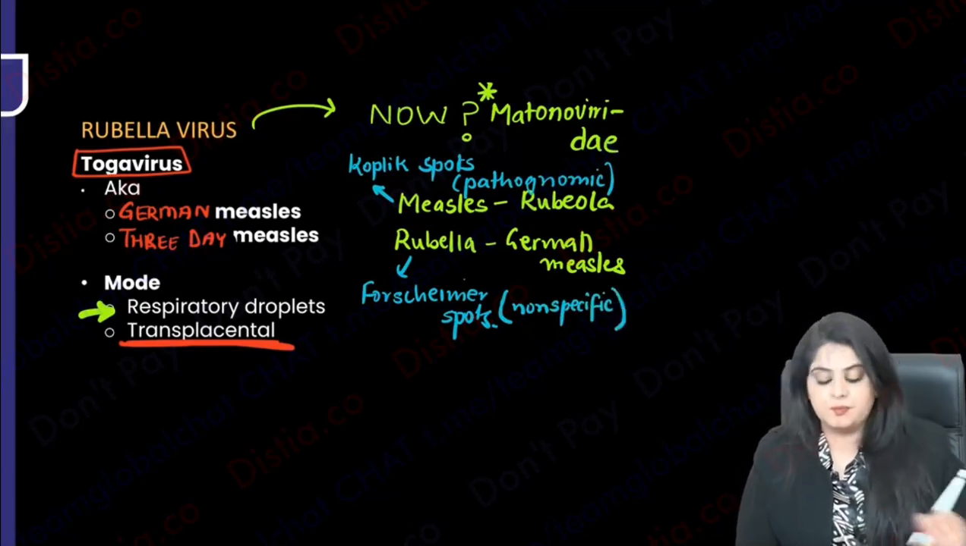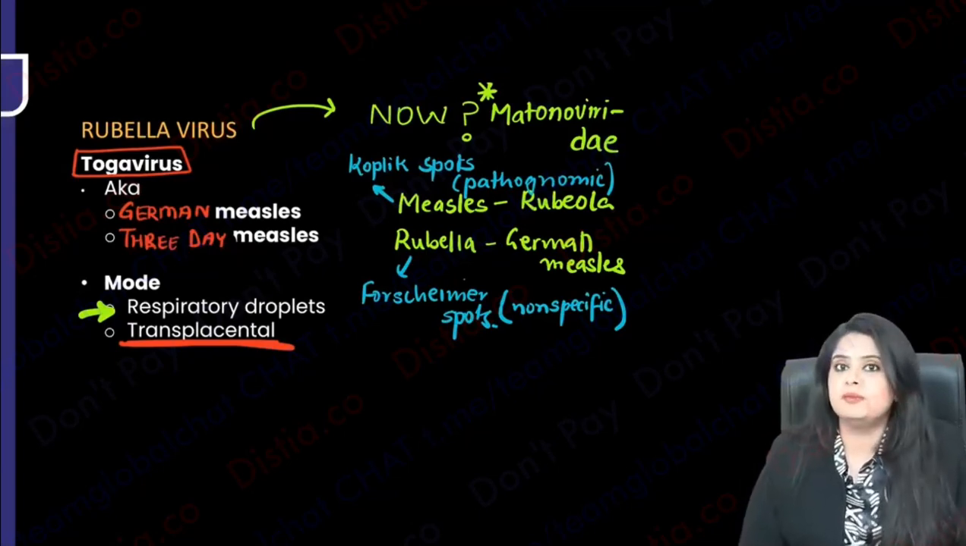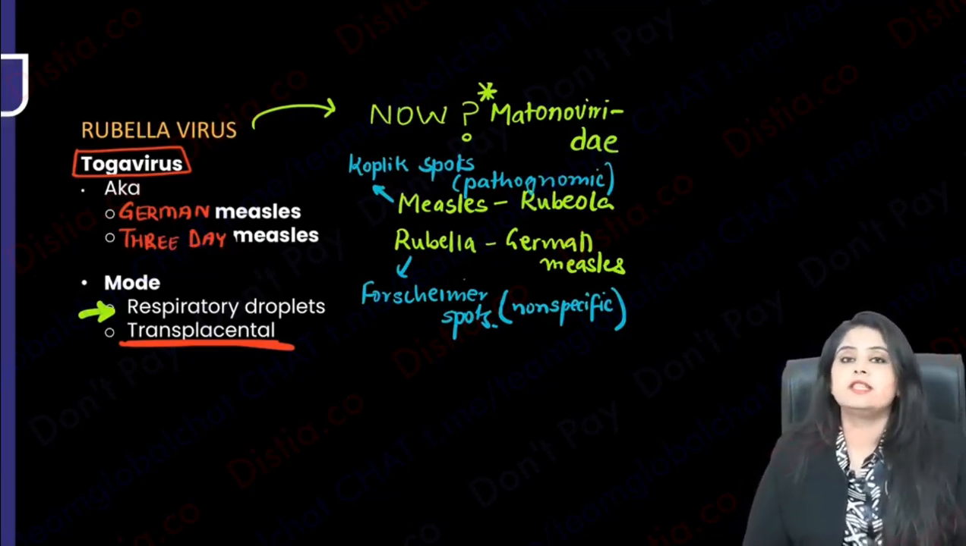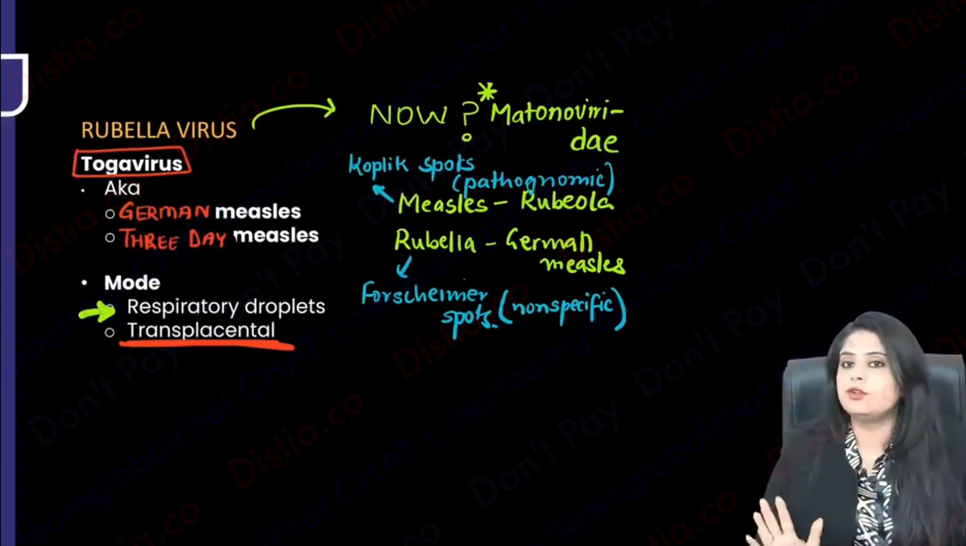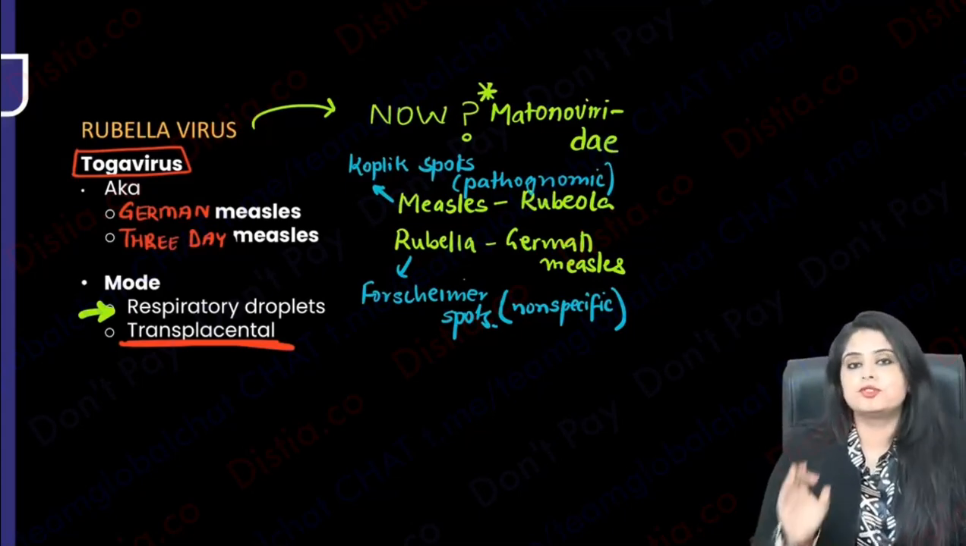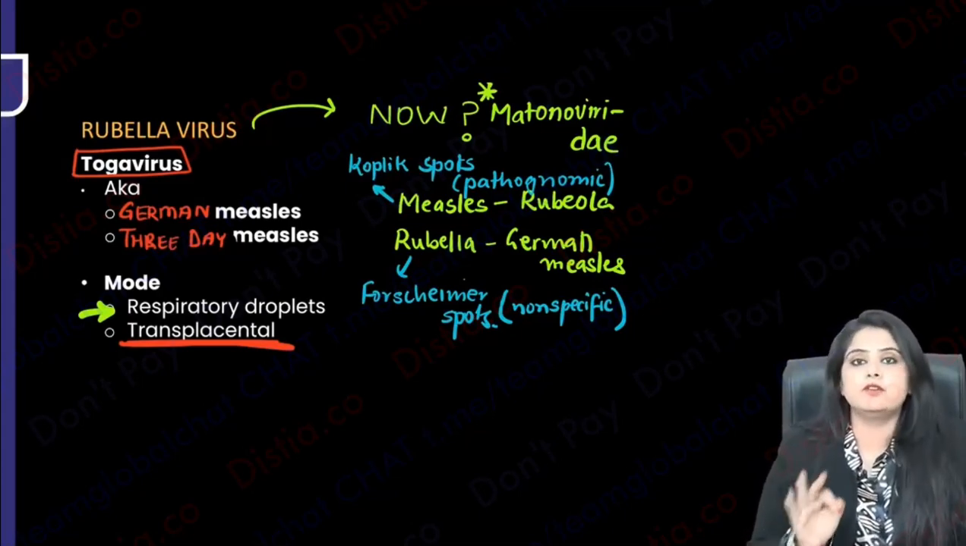That is what you have to know. Or they are non-specific for German measles, I would say. For rubella, they are non-specific. You don't have to know where else, but scarlet fever may show it. I don't want you to know where all you see Forchheimer spots. Not at all important. You just have to know it is not a specific finding for rubella.